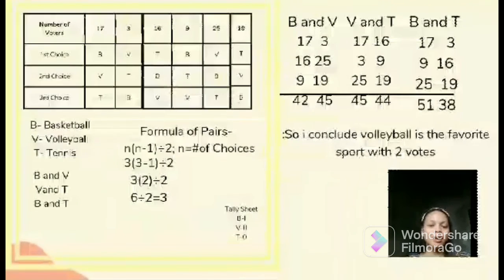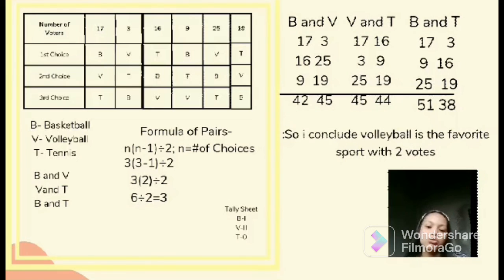This is an example of the pairwise comparison method. B stands for basketball, V stands for volleyball, and T stands for tennis. In the pairwise comparison method, we have a formula for pairs: N times (N minus 1) divided by 2, wherein N is the number of choices. So in this case, we have 3 choices. We substitute 3 times (3 minus 1) divided by 2.